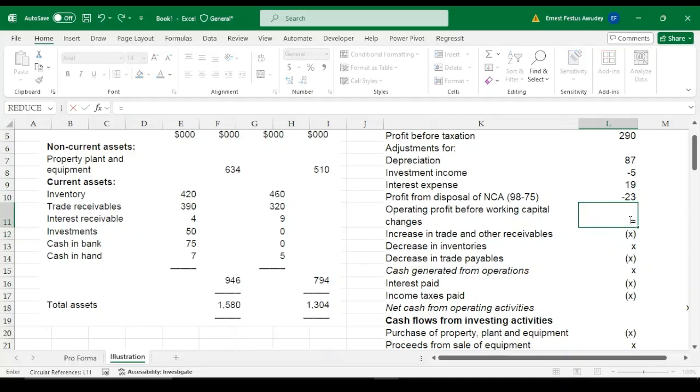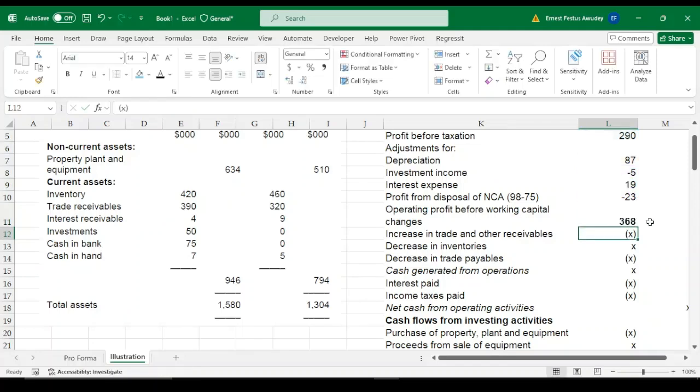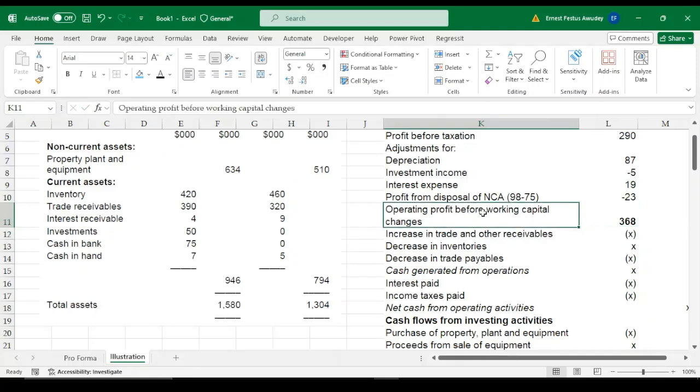So we have this plus everything here, and this, and then we have 368. All right, so that is the operating profit before changes in working capital.